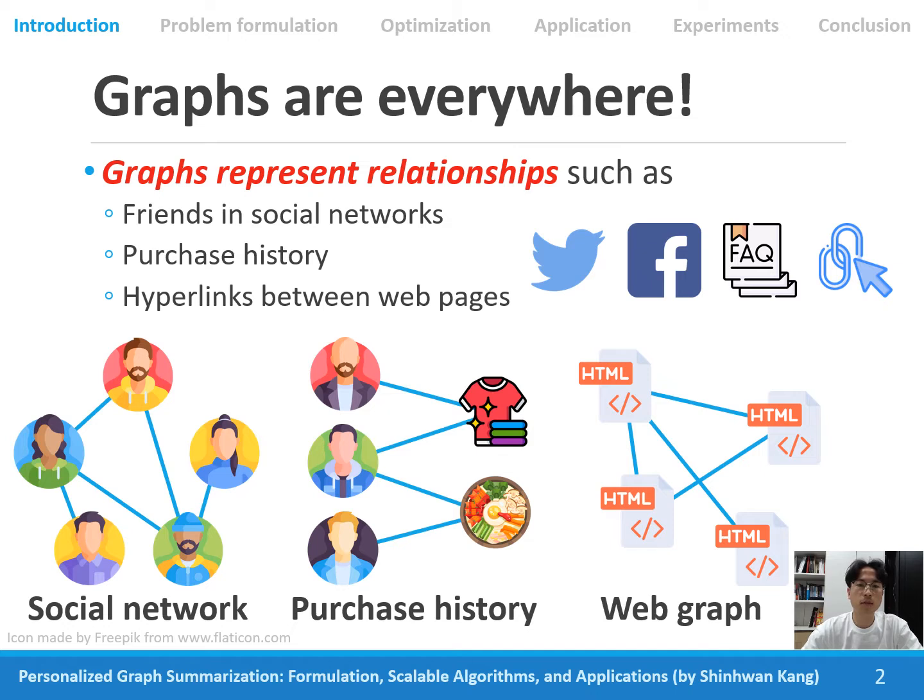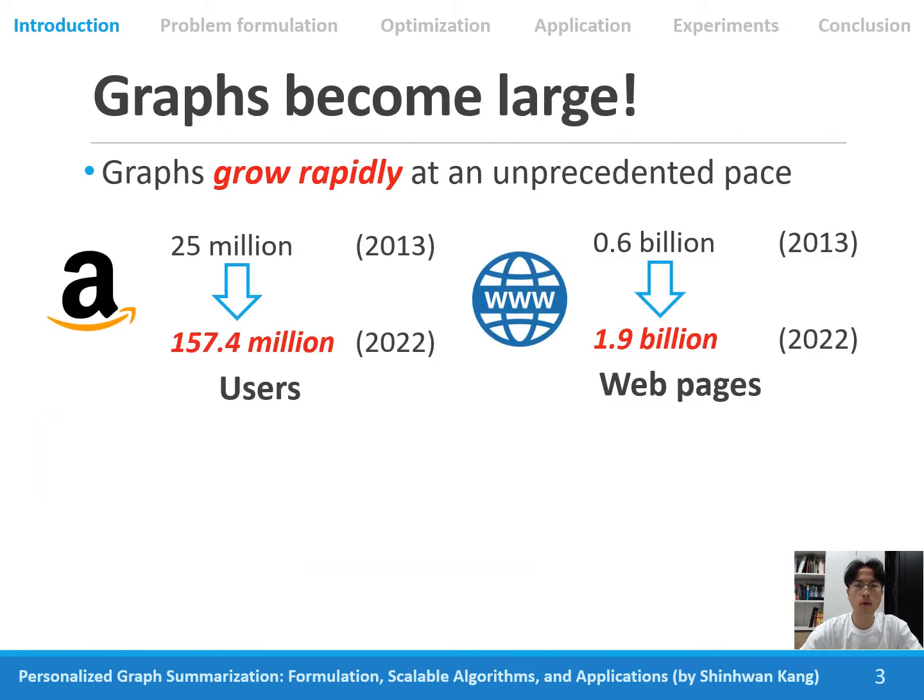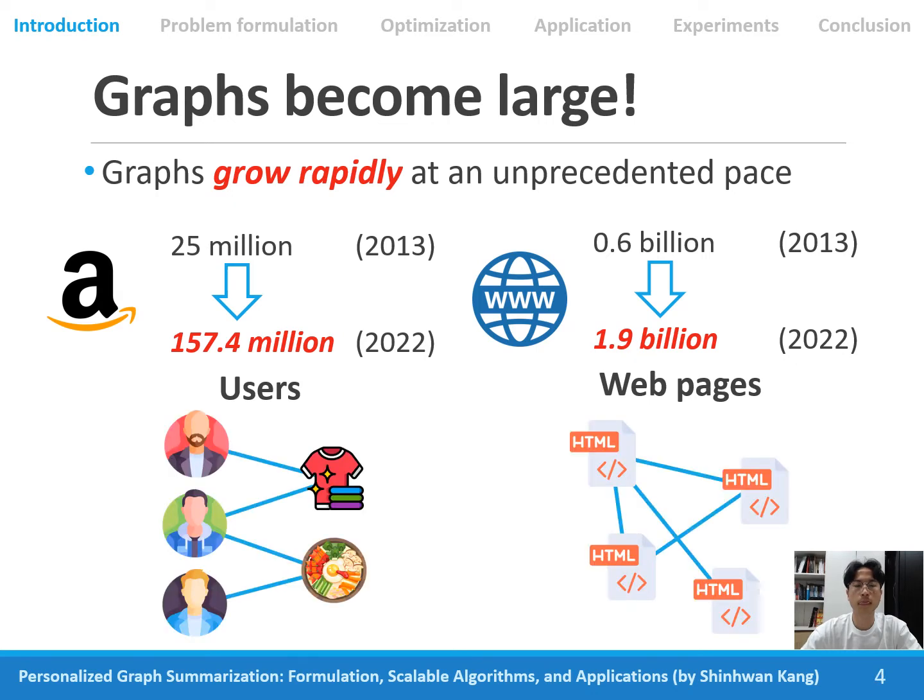A graph is a data structure widely used for representing relationships between objects. It naturally represents relationships in various domains such as social network, purchase history, and web graphs. As the World Wide Web and storage techniques become advanced, the size of graph data is growing rapidly. For example, the number of users in Amazon.com increased 7 times in the past decade. In other words, the number of nodes in the graph representing purchase history has increased.